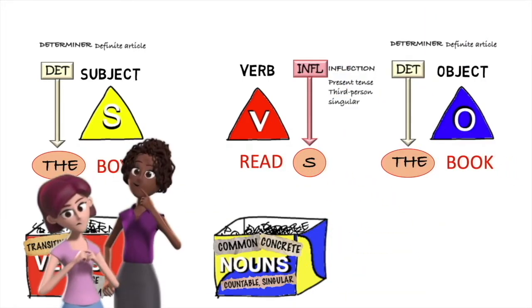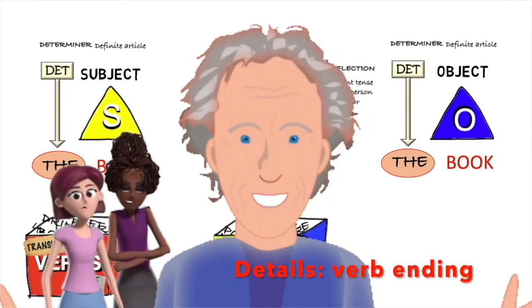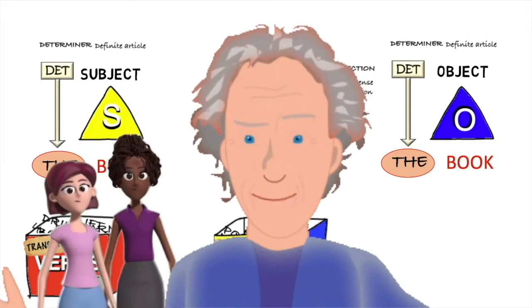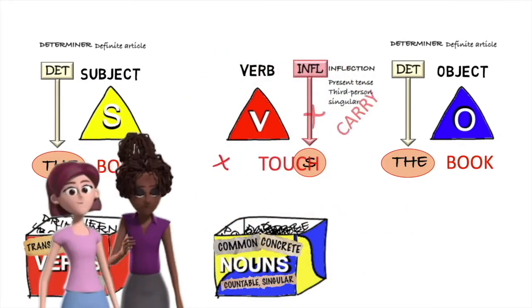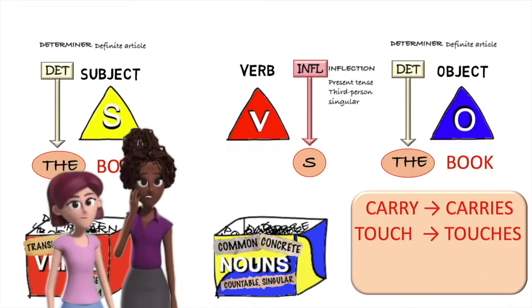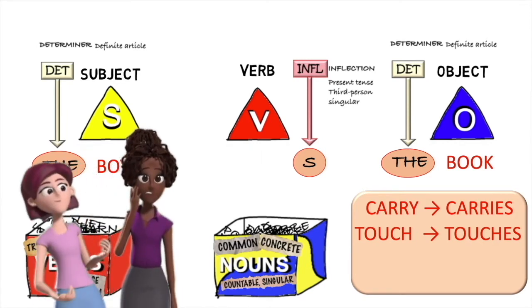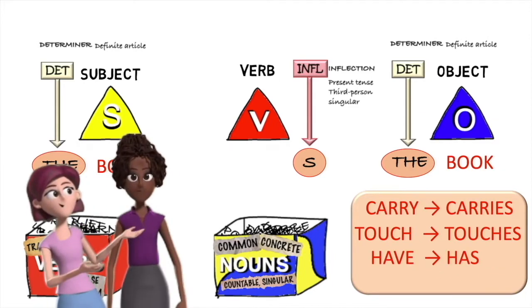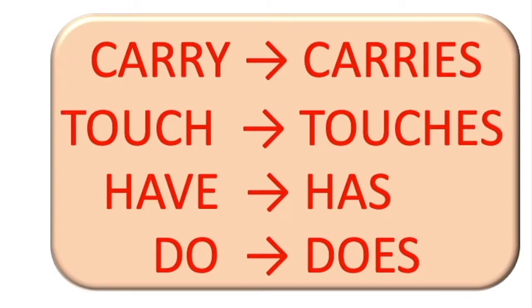You cheated. Yes, you cheated. Well, only a little bit. What was the problem? Well, look at this. It doesn't work, right? And this one. It was wrong. Yes, that's true. Carry makes carries with an IES at the end, and touch is touches with an ES. Yes, and have makes has, and do makes does. But it's basically the same sort of thing, isn't it really?